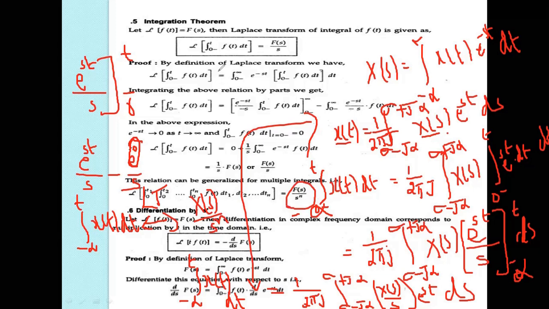Understood? For the derivative, if you apply d by dt, the nth derivative of x(t), what is the Laplace transformation? s into X(s). Now for the nth derivative it is s to the power n: d square means s square X(s), d cube means s cube X(s). And integration also, the second integral and the third integral you can apply: t1 gives s power 1, t2 gives s square, t3 gives s cube, tn gives s power n.